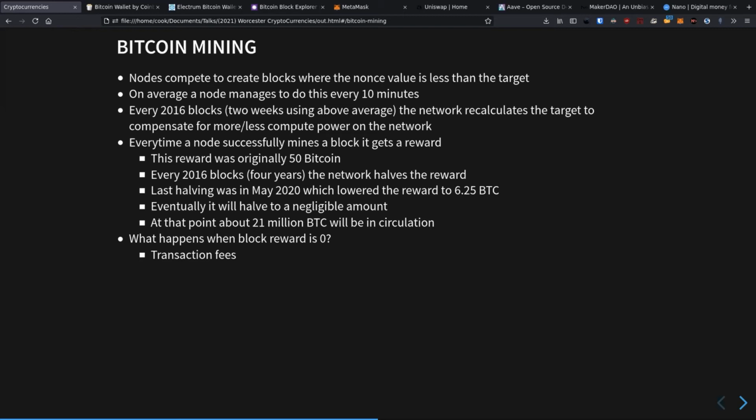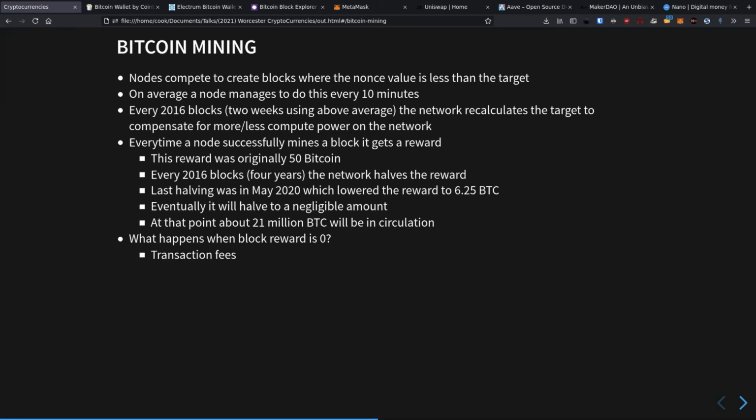And eventually it will halve until it's a negligible amount. And at that point, about 21 million Bitcoin will be in circulation. So we'll reach about 21 million Bitcoin, and that will be the final cap. No more will be produced.